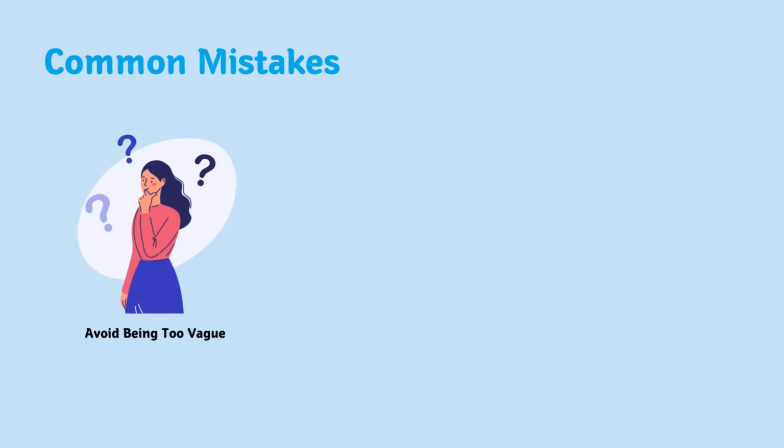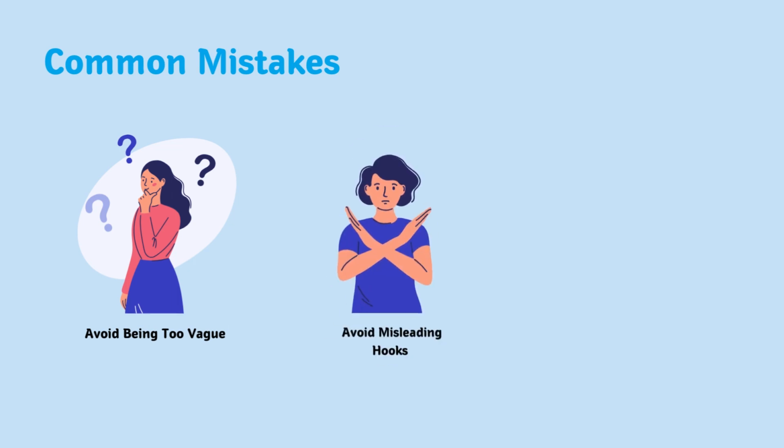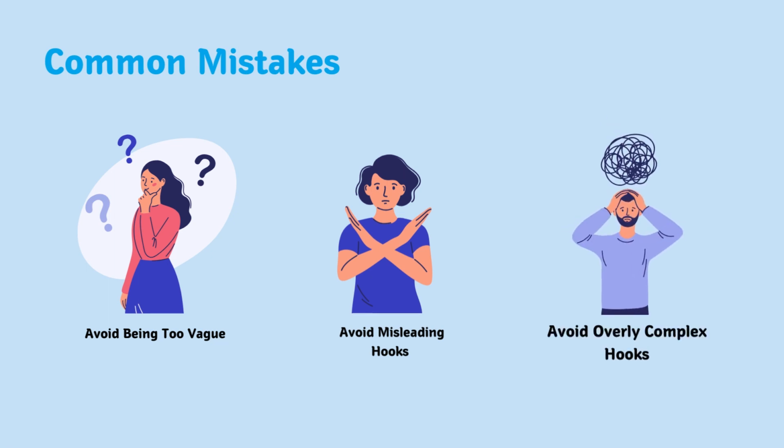Now that you know what types of hooks you can use, let's look at some common mistakes writers make when crafting their hooks. Avoid vague statements that don't grab attention. If the hook is too vague, the readers won't be curious about the topic. Be specific and interesting. Ensure your hook is relevant to your essay topic. A misleading hook can confuse readers and lose their trust. Keep it simple. A hook should be easy to understand and not overly complicated. You want to make sure that it doesn't require much contextual knowledge to understand.